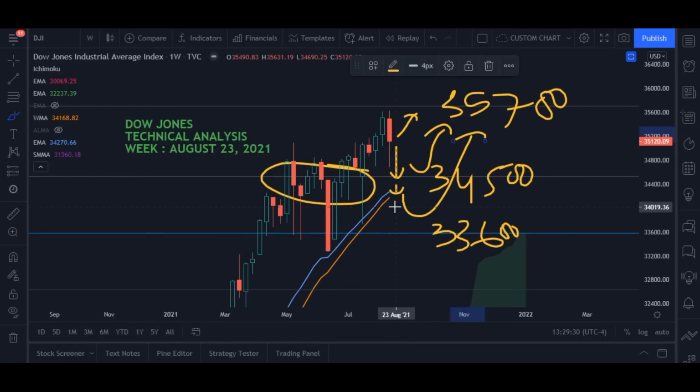Now let's do the technical analysis here. So first, the moving averages. Because the market is on the bull side of the moving averages, there is clearly a bull movement through the moving averages. So there is a clear bull movement here.